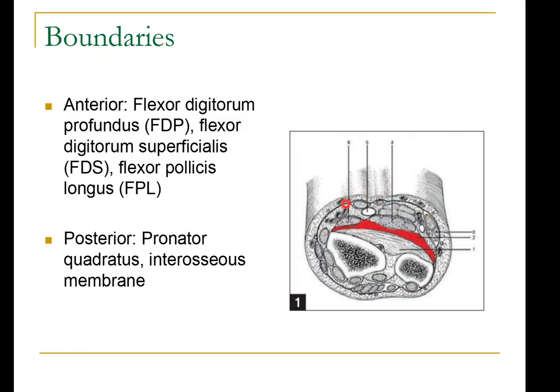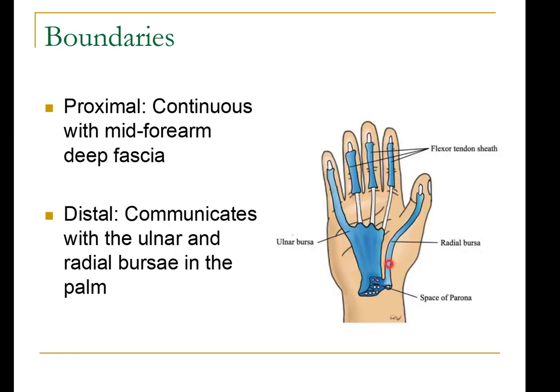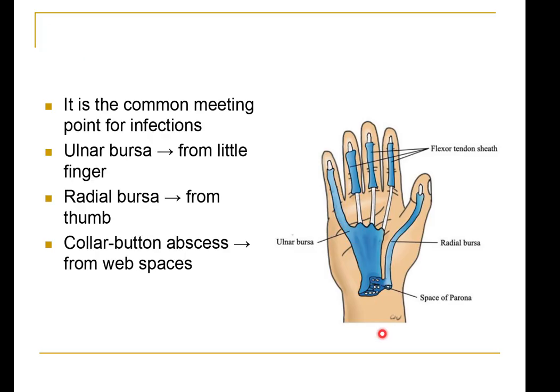Anteriorly it is related to the flexor digitorum superficialis, flexor digitorum profundus, and also to the flexor pollicis longus. Posteriorly it is related to the pronator quadratus and the interosseous membrane. Proximally, it is continuous with the mid forearm deep fascia, and distally it communicates with the ulnar bursa and the radial bursa. So, infection from the thumb spreads through the radial bursa to the space of the forearm. In the same way, from the little finger through the ulnar bursa, it spreads into the space of Parona.